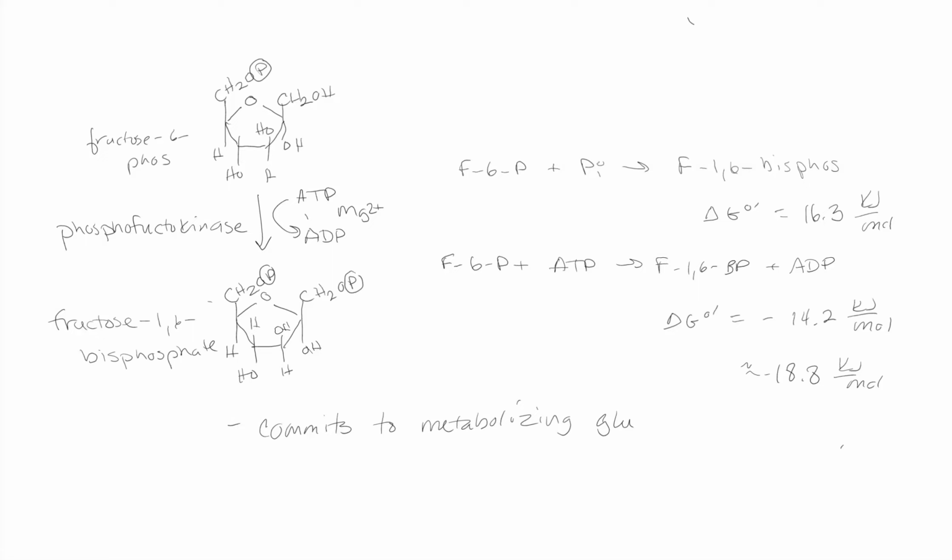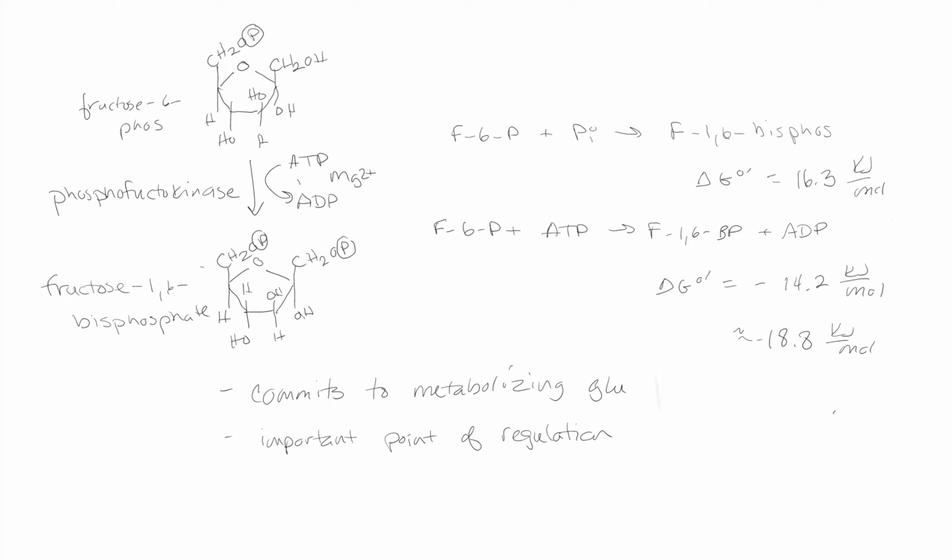Similarly, just as the large free energy change of the hexokinase reaction makes it a likely candidate for regulation, so the phosphofructokinase reaction is an important site of regulation as well. And in fact, it might be the single most important site of regulation of the glycolytic pathway. So let's talk a little bit more about this regulation. Actually, first I should write that down: important point of regulation. Let's make a little bit of room here.